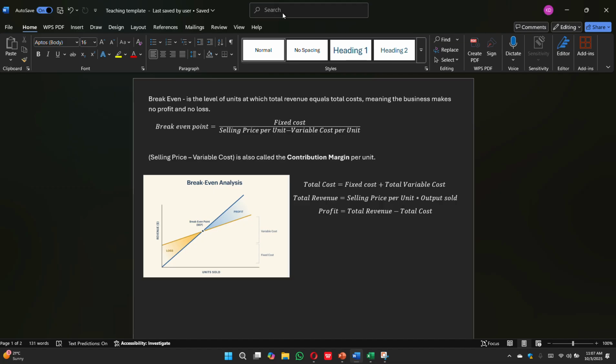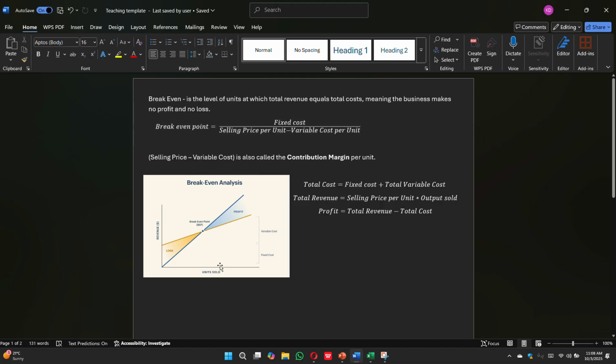Break-even is the level of output at which total revenue is equal to the total costs, meaning the business would make neither a profit nor a loss. Break-even point is calculated using this formula over here: fixed cost over selling price per unit minus the variable cost, which can also be written as fixed cost over contribution margin.